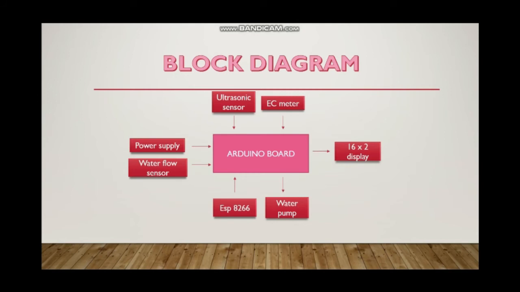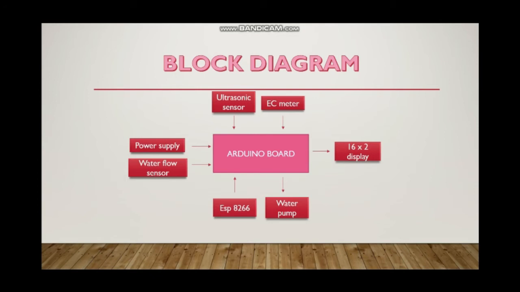The last is we use the ESP8266, which is the module for Wi-Fi to the Arduino board. We also use a display. The display will show the value of the EC meter, which is the concentration of the fertilizer, and the water level sensor.